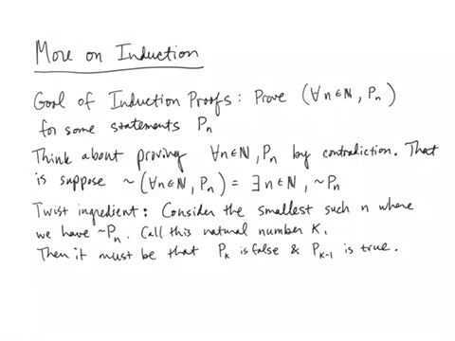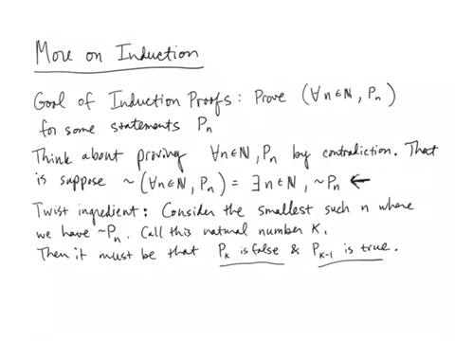So the utility of considering the smallest natural number where not P sub n is true is that we don't just get some random n such that not P sub n is true. We get this: P sub k is false. In other words, not P sub k is true, and we can consider that P sub k minus 1 is true. So considering the smallest one allows us to eke a little bit more information out of this statement up here.